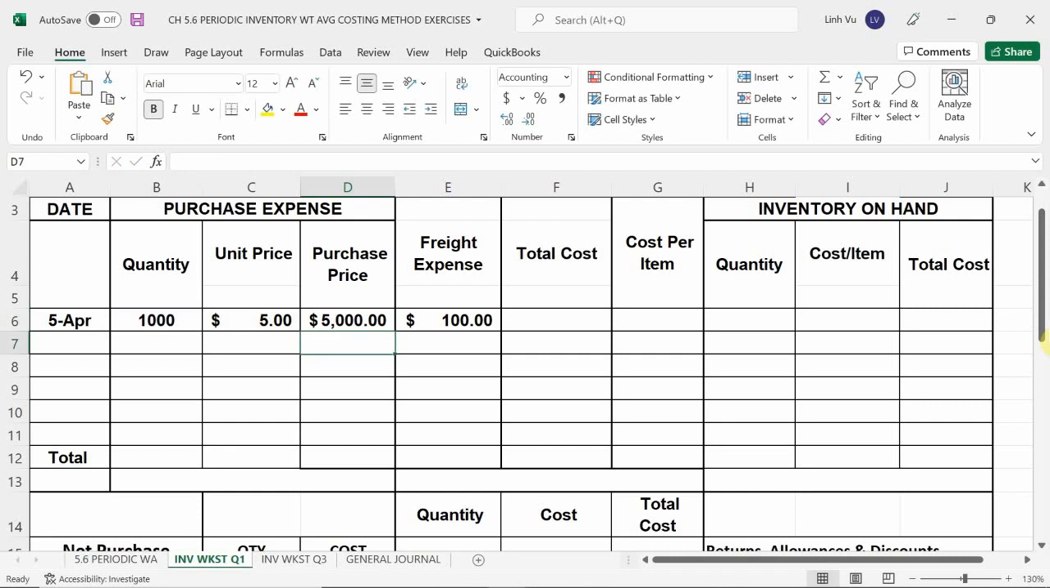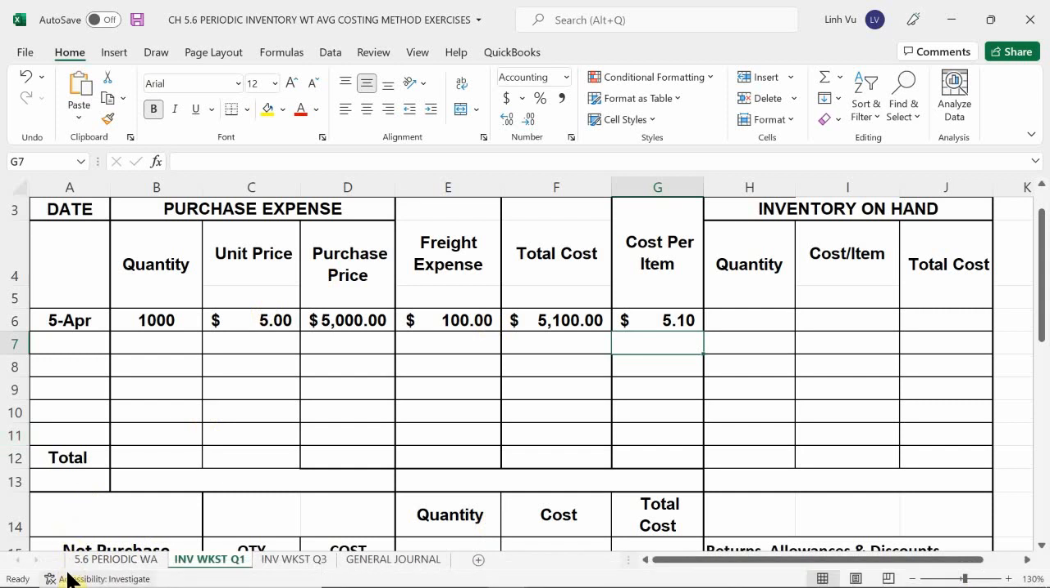$3,000. No. Oh, sorry. Yeah, 5,000. Okay. Total cost if I add $100 is 5,100. And this time, because I'm just going to assume this is my only batch of inventory, I'm going to go ahead and solve for my average cost right now, which is going to be $5.10. Okay.